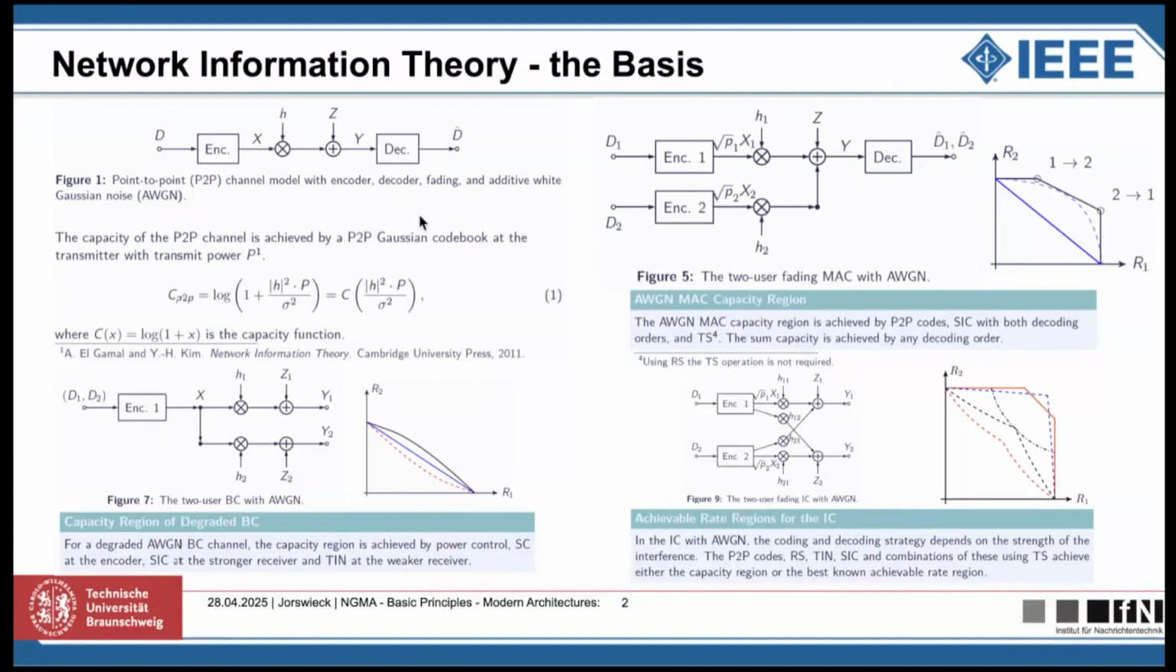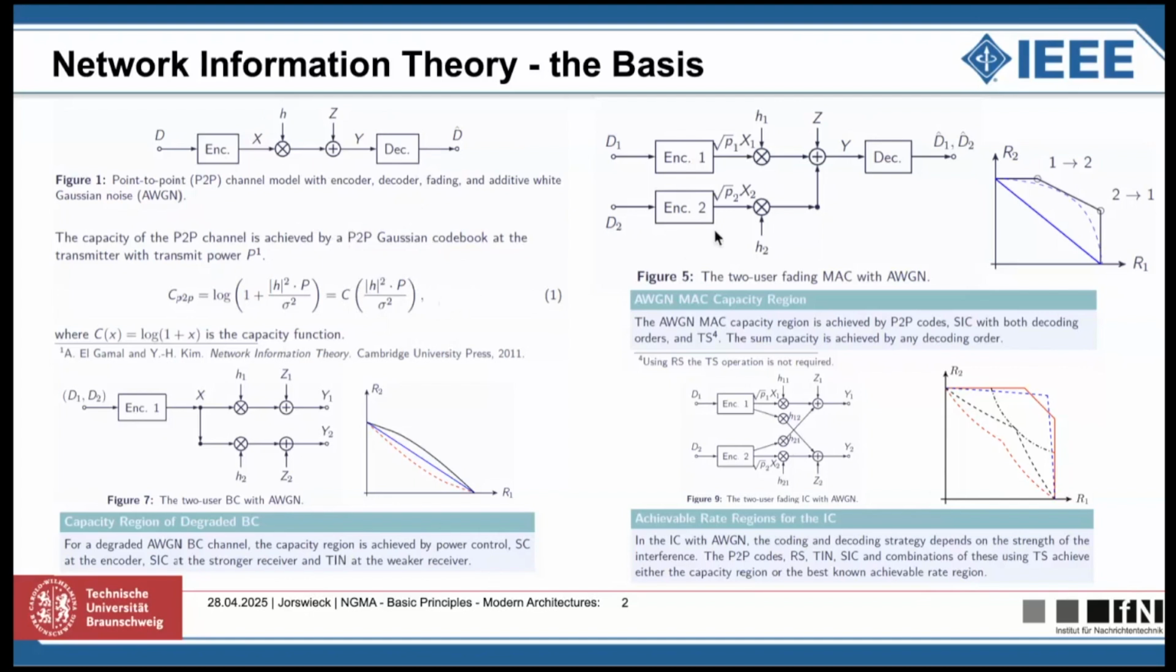Usually, if you have a course on network information theory, you would start with a point-to-point channel shown on the upper left side. We know that for this point-to-point channel, even with fading and additive white Gaussian noise, we can achieve the capacity by using so-called point-to-point Gaussian codebooks at the transmitter and a usual point-to-point decoder at the receiver, and then we get the well-known Shannon capacity for the point-to-point link.